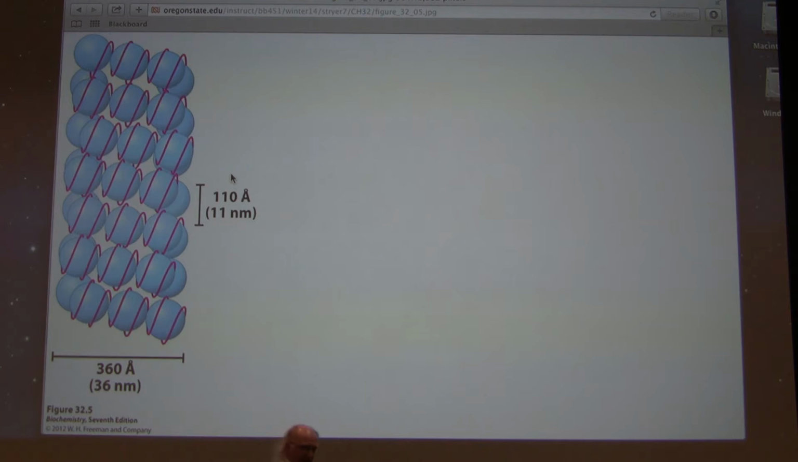So we have to think about, well, how does transcription occur? How does DNA replication occur? Because this is a very complicated environment.